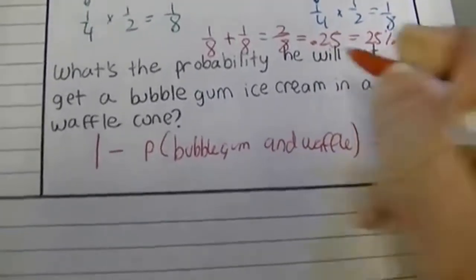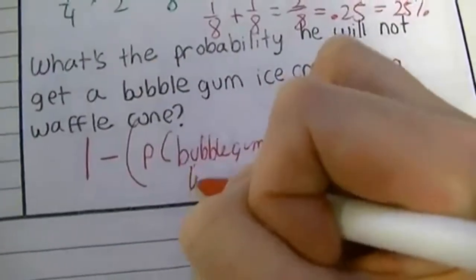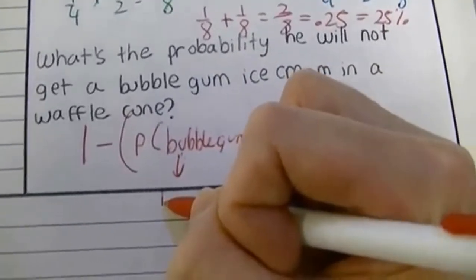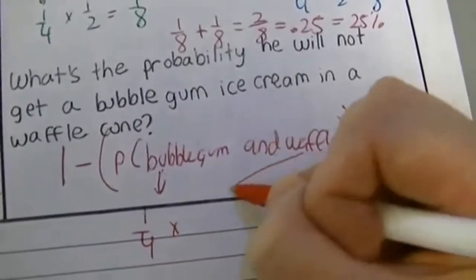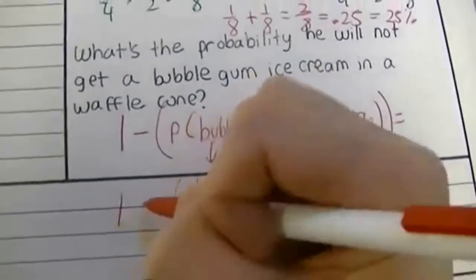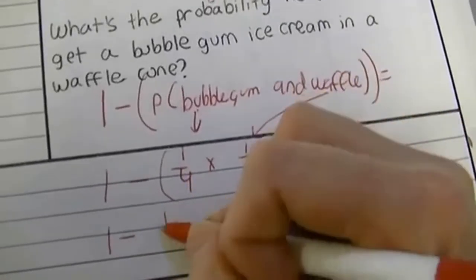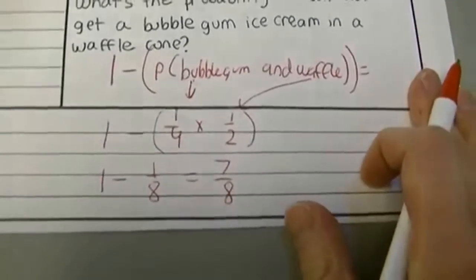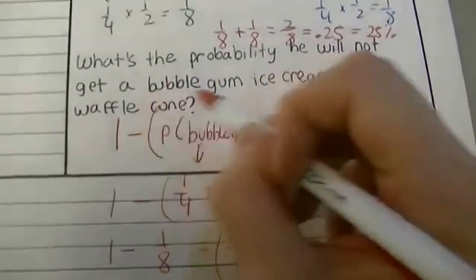So the probability of him getting bubblegum was 1/4, right? Yeah, 1/4. And the probability of him getting waffle is 1/2. So it's 1 minus that. So 1 minus 1/4 times 1/2 is 1/8. So 1 minus 1/8 is 7/8. So that right here is the probability of him not getting a bubblegum ice cream in a waffle cone.